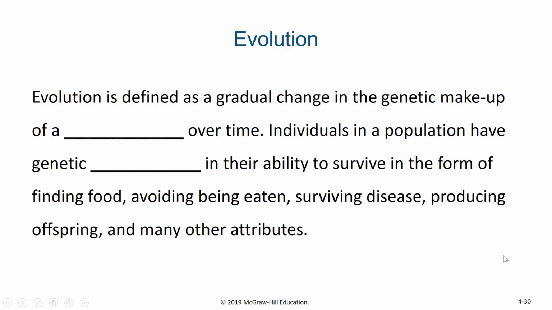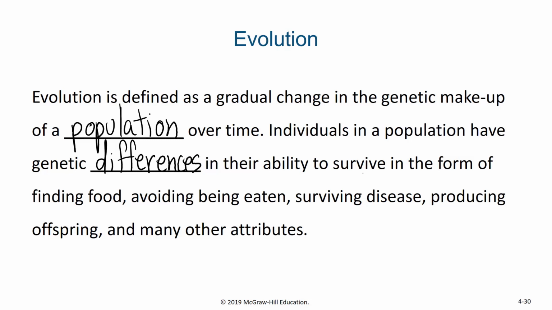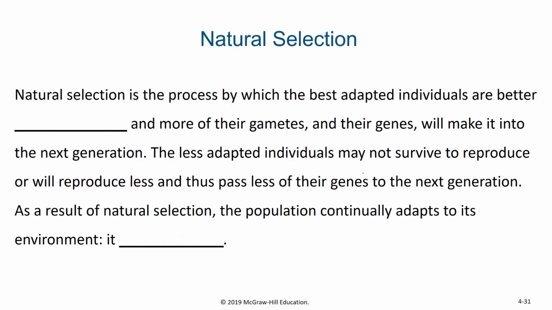Evolution is defined as a gradual change in the genetic makeup of a population over time. Individuals in a population have genetic differences in their ability to survive, in the form of finding food, avoiding being eaten, surviving disease, producing offspring, and many other attributes. Natural selection is the process by which the best adapted individuals are better survivors.